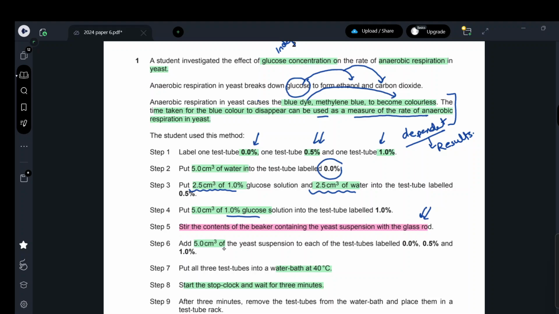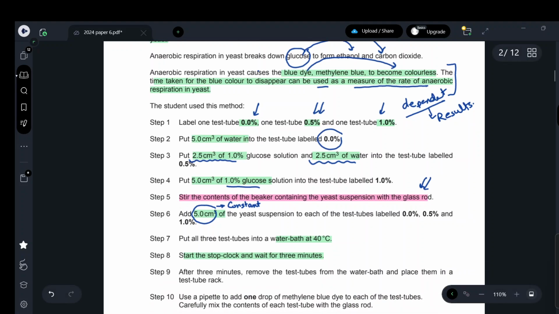Okay, add 5 cubic centimeter of yeast suspension to each test tube. In all the test tubes, I added the same volume of yeast. Okay, this is a constant variable. Same volume of yeast in all, this is a constant variable. Put all 3 test tubes into a water bath, 40 degrees Celsius. I put them all in the same temperature. However, this is an error because the temperature is not maintained. It will go colder.